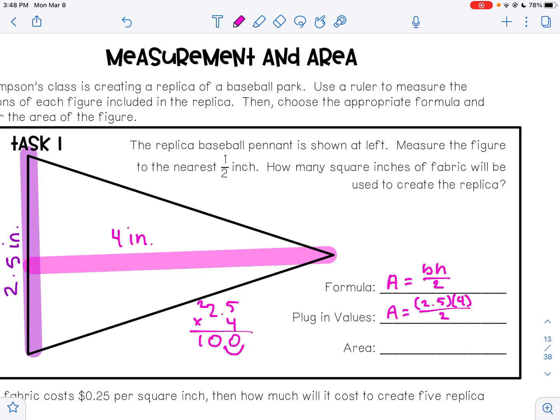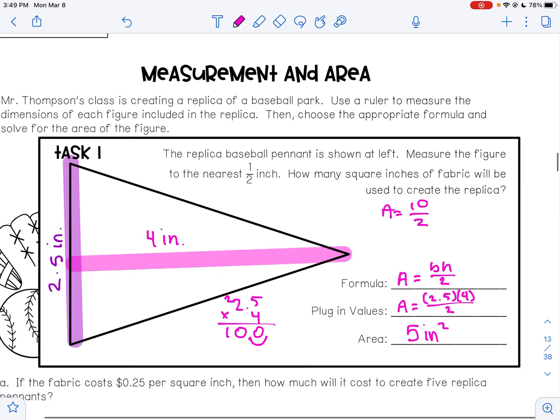I'm going to move up top so I have a little bit more room. I should have area equals 10 divided by 2, and we know that 10 divided by 2 is 5. Now what I cannot forget is inches squared. I cannot forget my label. So again, this is kind of all we're doing today. We are still working with our formulas and our shapes, but we're just adding measurement to it.